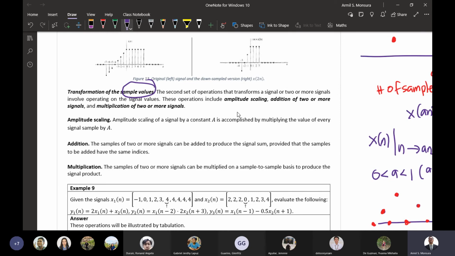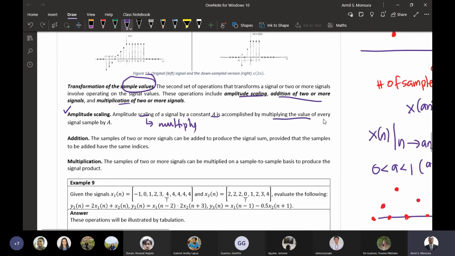signal values. Now, this operation would include amplitude scaling, okay, addition of two or more signals, and multiplication of two or more signals. Okay? So, sa amplitude scaling, you scale. When you scale, you multiply. Okay? When you scale something, you multiply something. Okay? So, scaling of a signal is multiplication by a constant A.